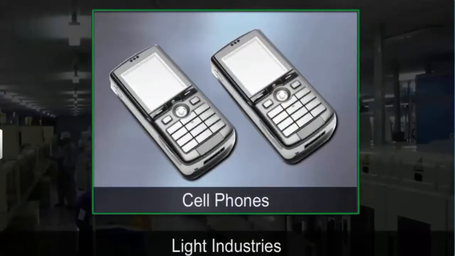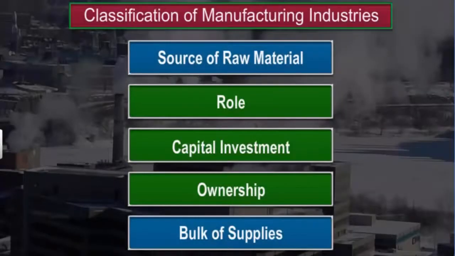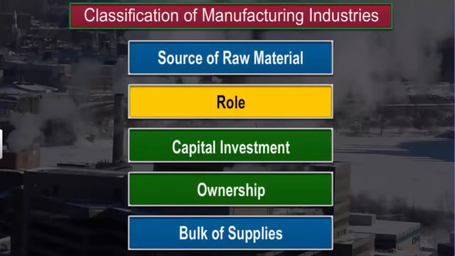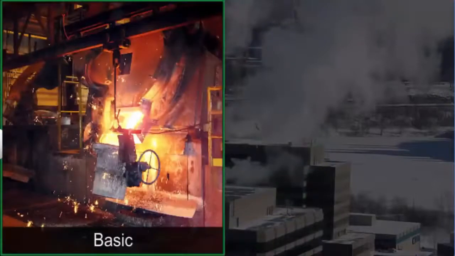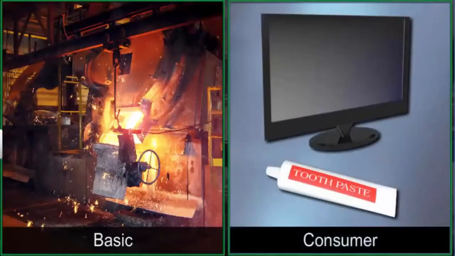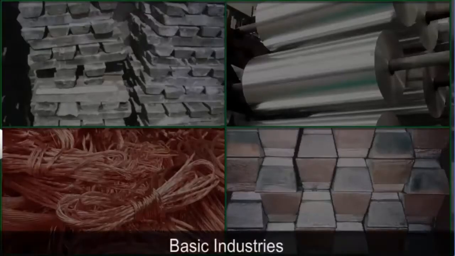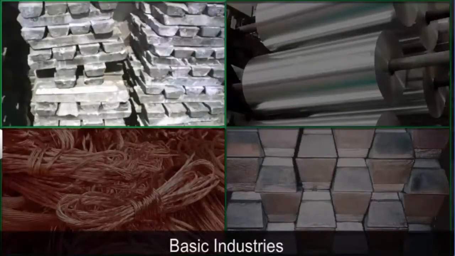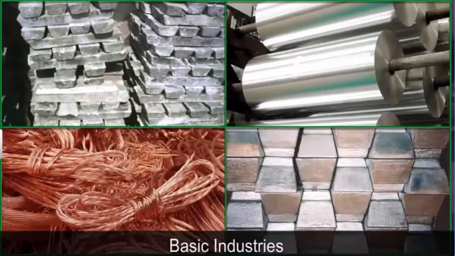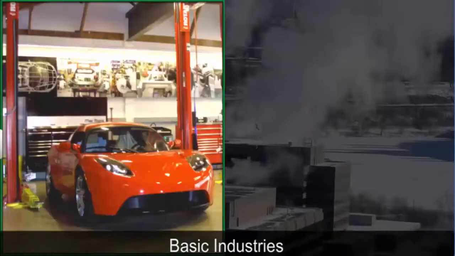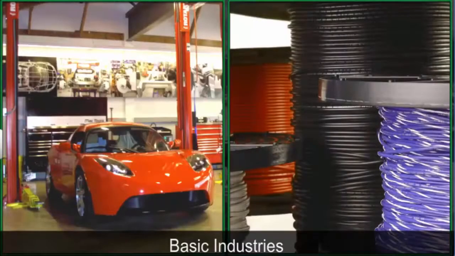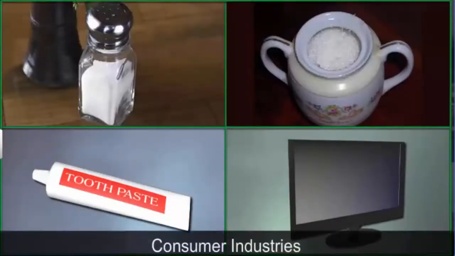Based on their role, manufacturing industries can be classified as basic or key industries and consumer industries. The produce of basic or key industries like iron and steel, copper and aluminium smelting is supplied as raw material to other industries like automobile and cable manufacturing. Consumer industries produce daily use products like salt, sugar and toothpaste, and electrical and electronic appliances that are sold directly to the consumers.